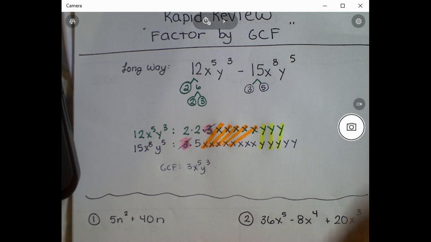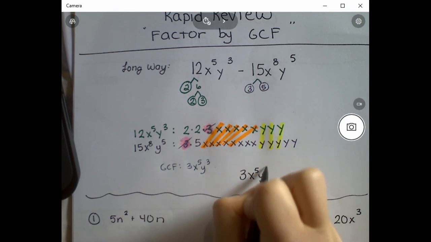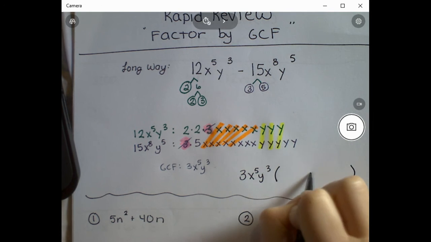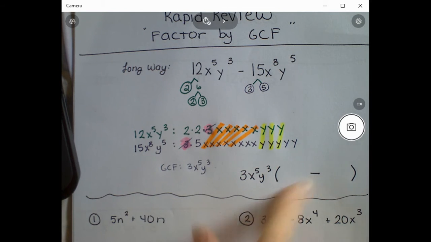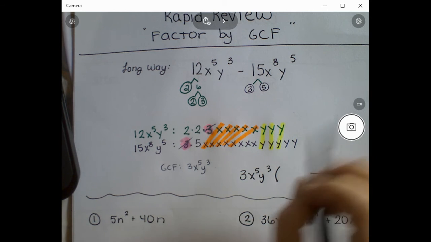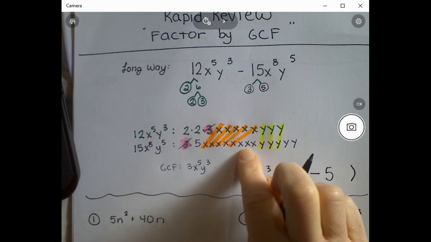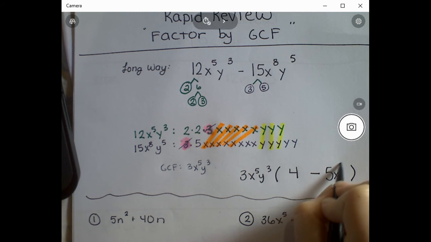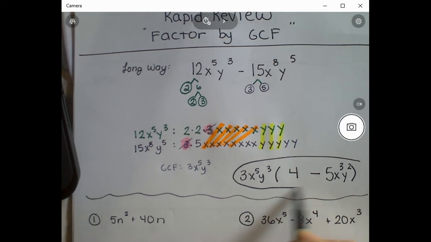To factor by GCF, what you're really doing is you're taking that, let me write with a different color, 3x to the fifth y cubed, and remember, we put into parentheses what we had left. So here's the minus, there's the minus, and we still have 2 times 2, which is 4. So 4 will go there. For our second term, we have 5, 1, 2, 3 x's, and 2 y's, y squared. All right, this is the answer. This is factored.